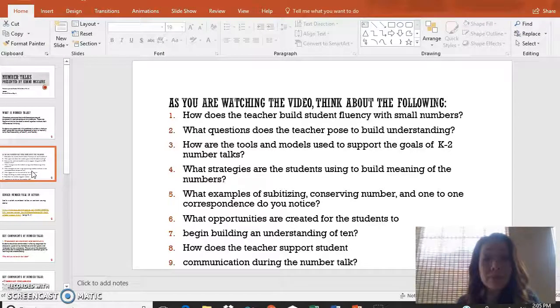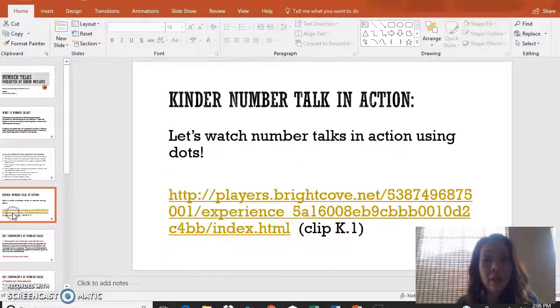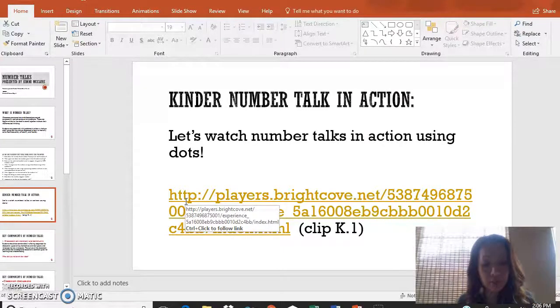What examples of subitizing, conserving number, and one-to-one correspondence do you notice? What opportunities are created for the students to begin building an understanding of 10? How does the teacher support student communication during the number talk? So then again, I will show the teachers a video, and the video is a couple of minutes. Go ahead and look at the video real quick.